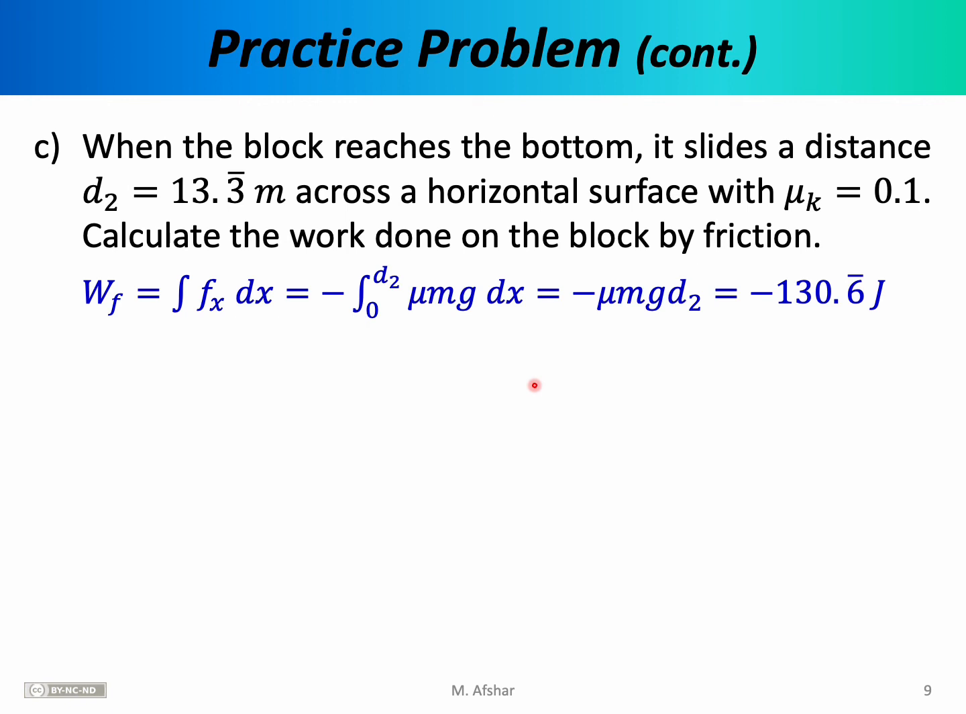How much of a negative influence? Well, friction ends up doing minus 130.6 joules of work. The bar over the 6 simply indicates that this is a repeating 6, so the exact answer is minus 130.6666666, or just 130 and 2/3.